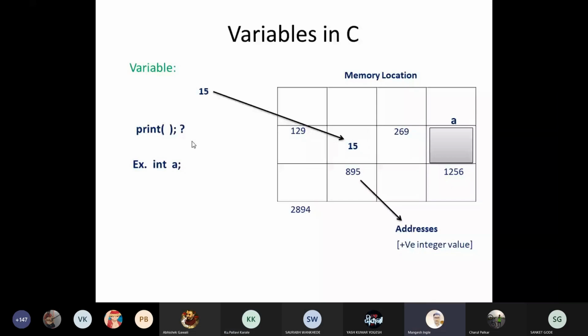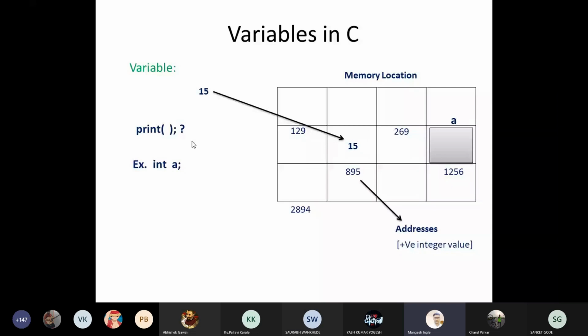Okay. So here an empty memory location is there, and that empty memory location can be referred to by an identifier. That identifier name is A. Clear? Anyone? Clear? Yes, sir. All right. Just concentrate.